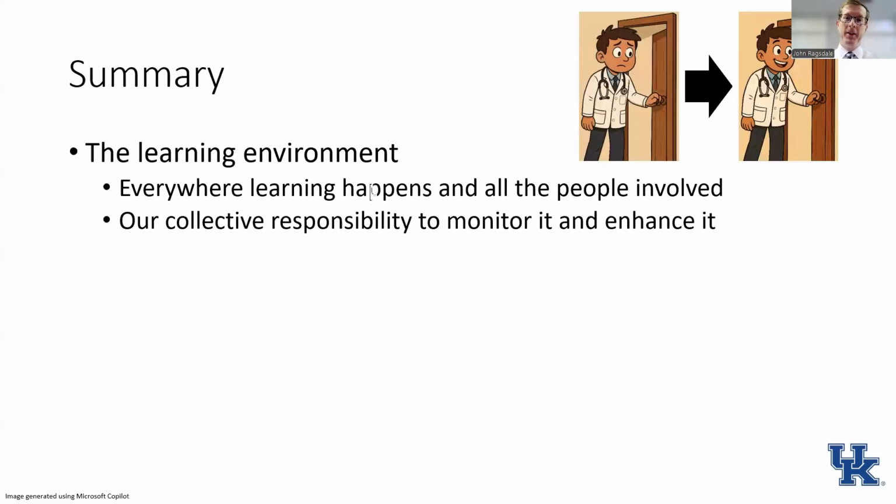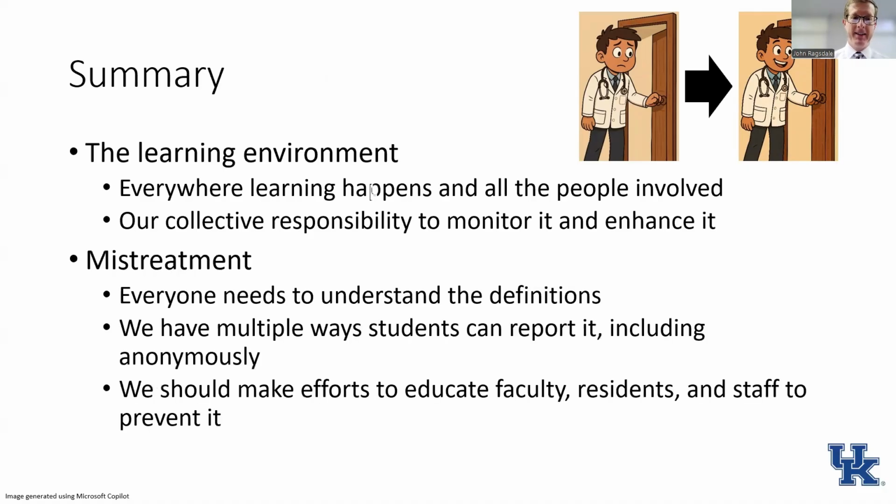So in summary, we have a learning environment, and that's everywhere that learning happens and all the people involved in it. It's our collective responsibility to monitor that and try to enhance it. And then we have mistreatment. It's important that everybody understands the definitions of what constitutes mistreatment. We do have multiple ways that students can report mistreatment. Many of those are anonymous. And we need to make efforts to educate faculty, residents, and staff in order to prevent mistreatment.